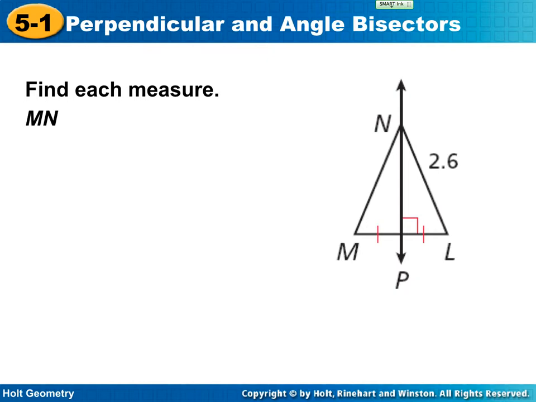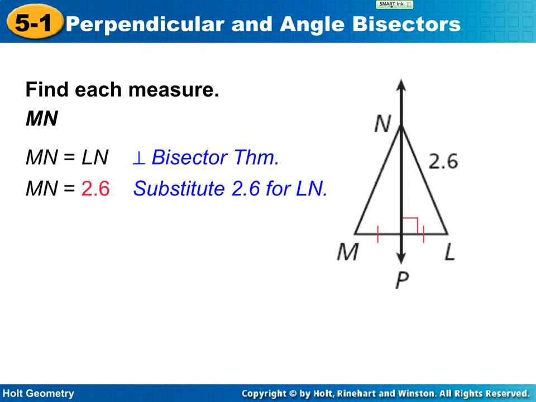Okay, so if you have that picture in mind, here's a simple problem. Find each measure. Find the length of MN. Well, notice in the picture, this line NP is a perpendicular, and it goes through the midpoint, so it bisects. So the theorem said any point that's on there, like N, is equidistant from the ends, M and L. So N to M is the same length as N to L. So how long is NM? 2.6. You're just using that perpendicular bisector theorem.